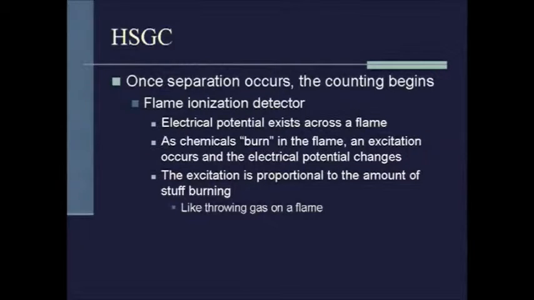We detect it with a flame ionization detector, which is really just a fancy way of saying that we see how much the flame gets excited when we throw some gas on it. We have an electrical potential across a flame. As the alcohol encounters that flame, it burns, changes the intensity of that flame, and it changes the electrical potential across there. And you can plot that in a picture.